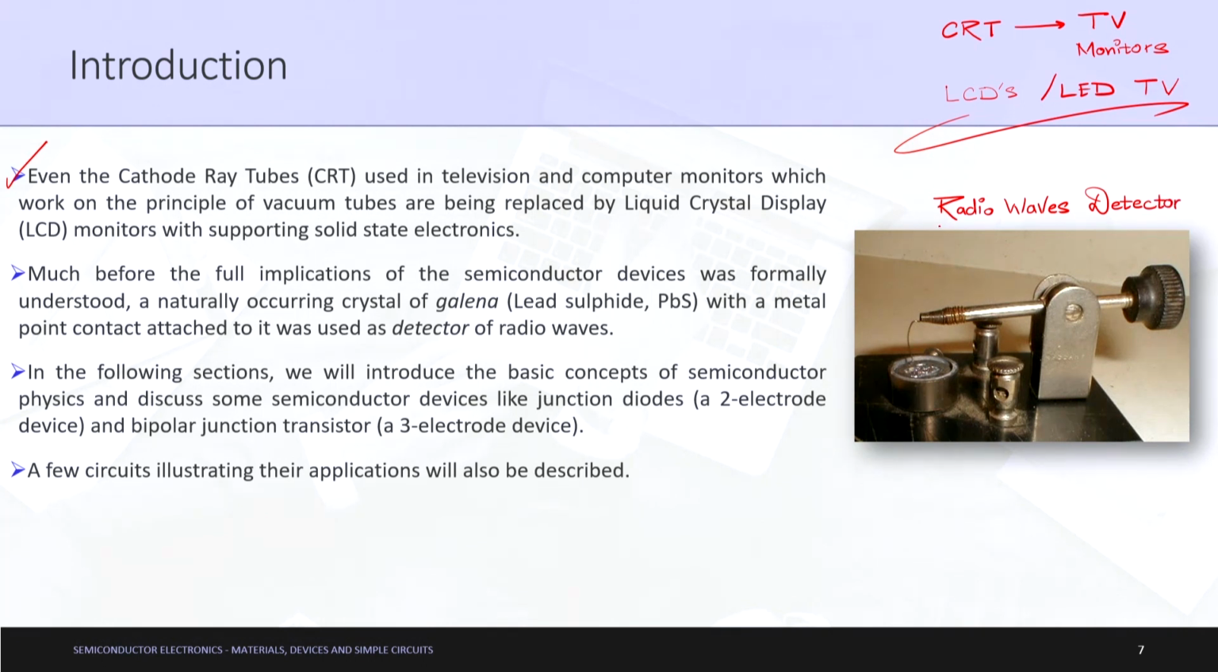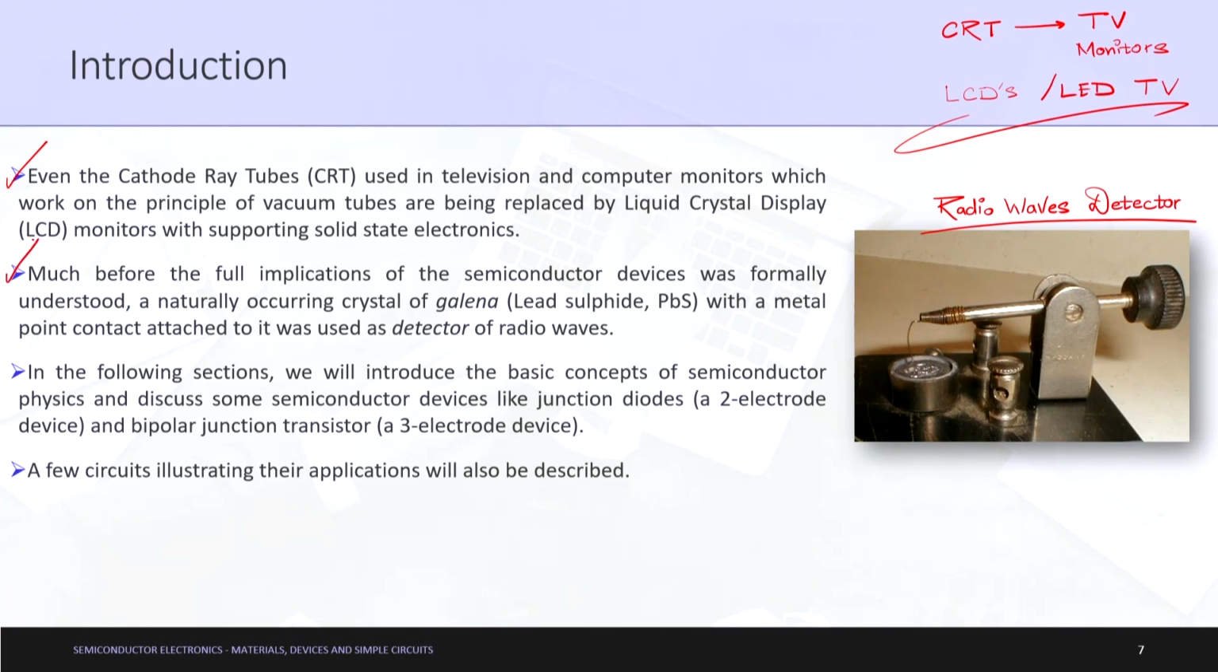So we will not go into details of how this radio wave detector was working. Just to make you quite familiar with whatever is written here, I just added the diagram of this radio wave detector. So just explaining it again: much before the full implications of the semiconductor devices was formally understood, a naturally occurring crystal of galena or lead sulfide with a metal point contact attached to it was used as a detector of radio waves.